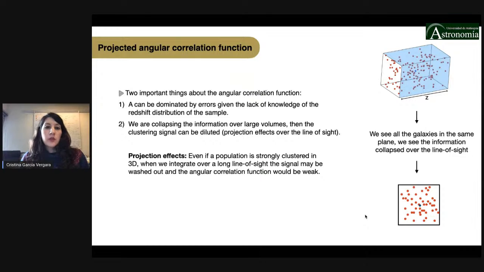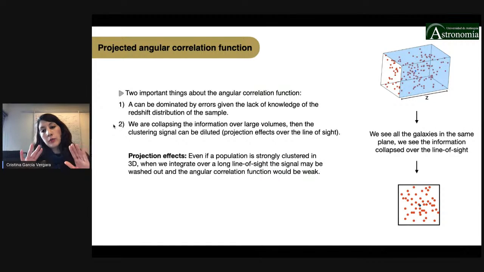Then two important things about the angular correlation function. One is that the parameter A can be dominated by errors given the lack of knowledge of the redshift distribution of the sample, which is what I told you before. We normally don't know the redshift distribution. And the other point, which is very important, is that we are collapsing the information over very large volumes. And that means that the signal can be diluted, which is called projection effects over the line of sight.